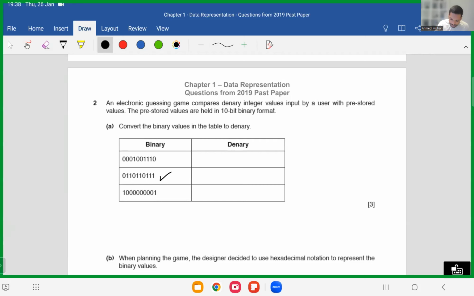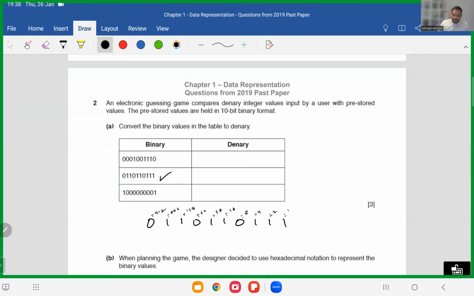So for example, if we were to look at this, let's write this number in a much bigger way. 0 1 1 0 1 1 0 1 1 1. We are supposed to convert this into decimal format or denary format. So let's give it its position value. We start with 1, then 2, 4, 8, 16, 32, then 64, 128, 256, and then 512.